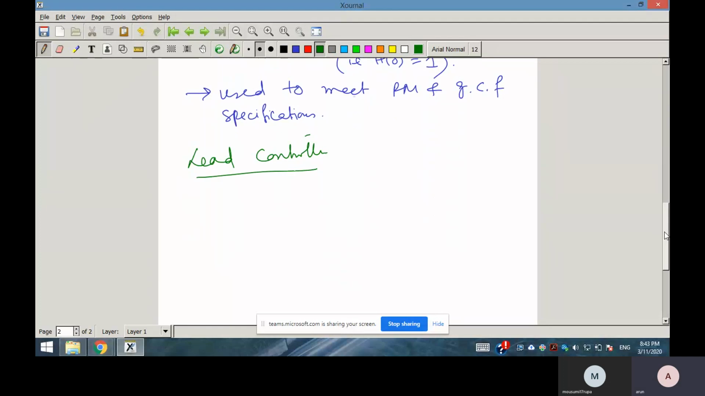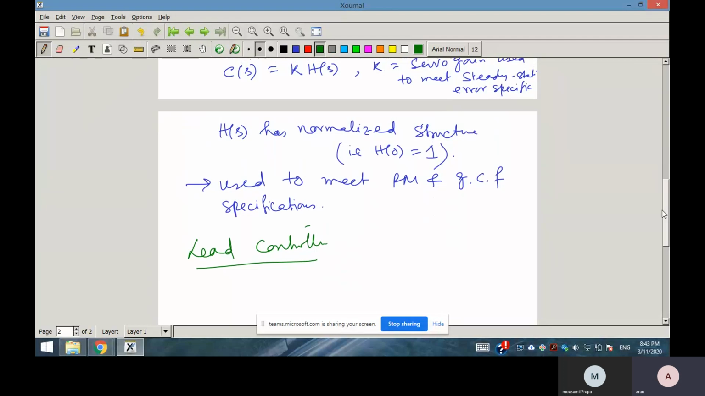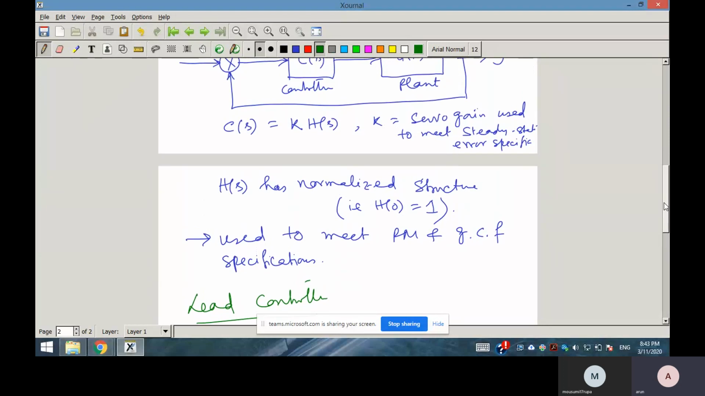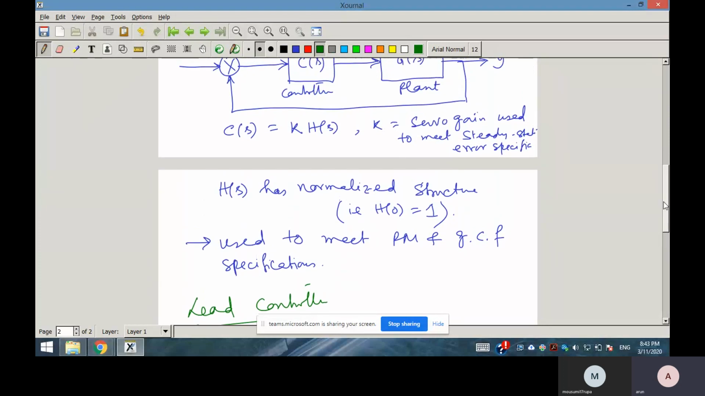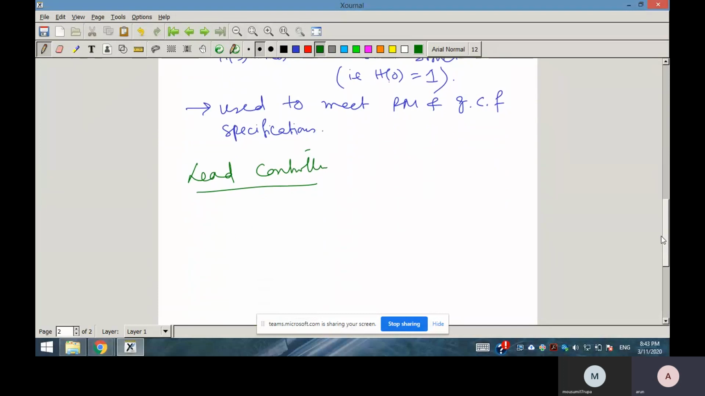So we are interested in H(s) only. At the end, after discussing lead, lag, and lag-lead controllers, we will be considering how to design K, and given a problem, how to design K as well as H(s) together.